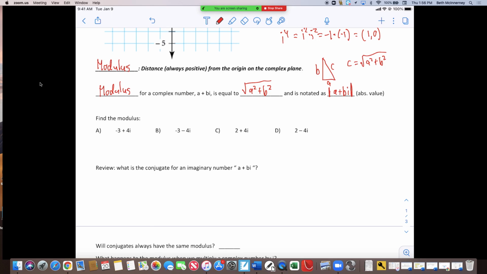So to find the modulus here for A, we're going to identify our parts. So we say a equals negative 3 and b equals 4. And then we're going to take that square root of negative 3 squared plus 4 squared. Okay? And that's going to be the square root of 9 plus 16, which is the square root of 25, which equals 5.